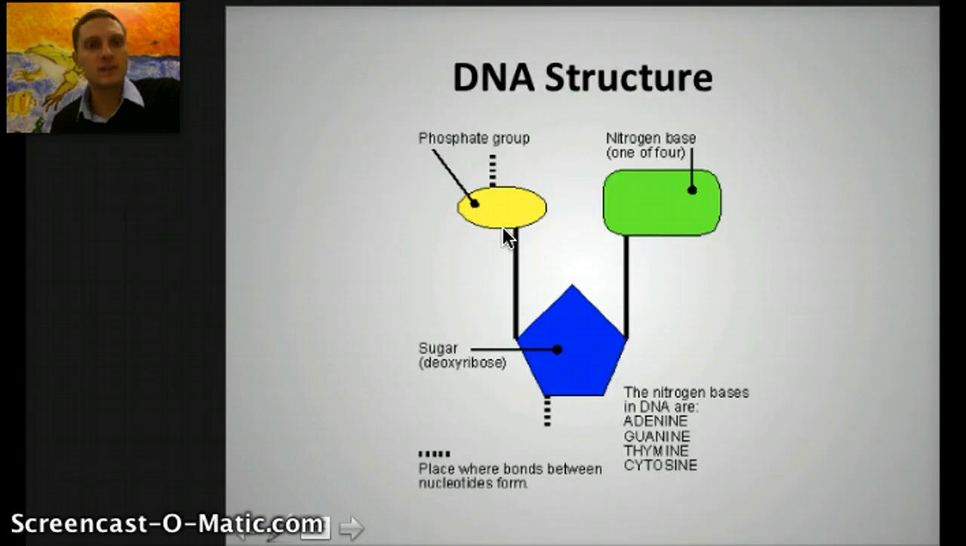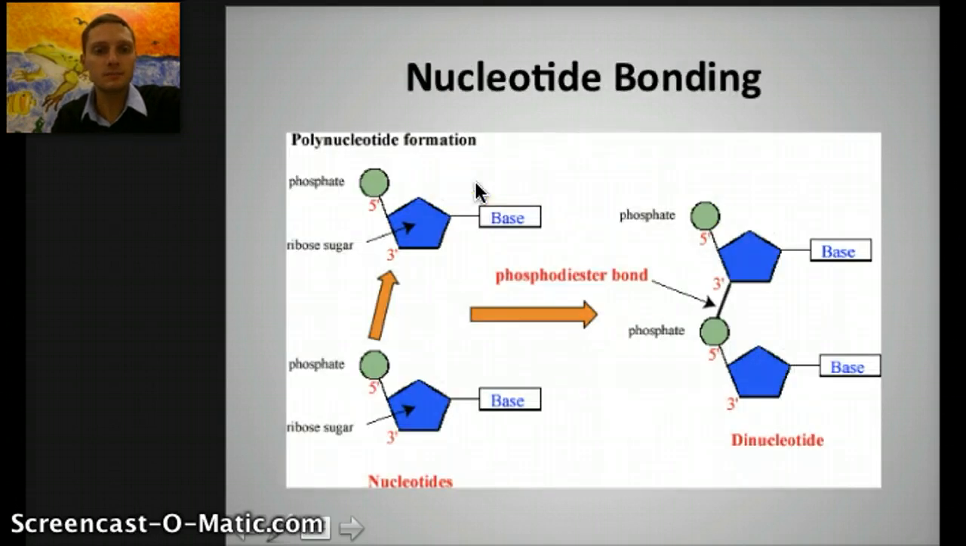Now the structure of DNA is composed of 3 different parts. We have our nitrogen base, which we just talked about, those 4 different types. We have our sugar, which in DNA is deoxyribose, and we have our phosphate group. These 3 parts make up the nucleotide. Each portion of that DNA is made of these 3 parts: the phosphate, the sugar, and the nitrogen base. And so now we can take a look and see how these are put together to make our DNA structure, which eventually becomes the double helix.